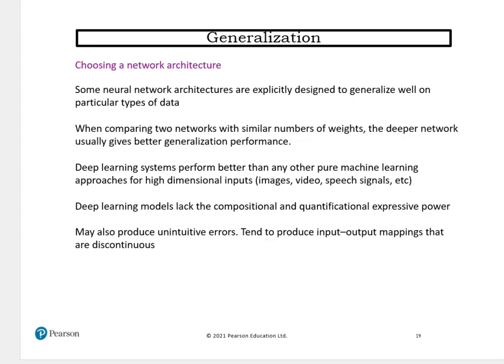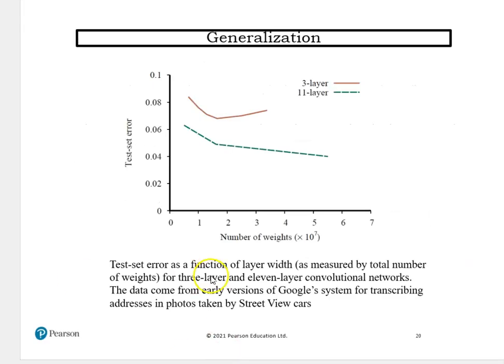So one of the most important findings in the field of deep learning is that when comparing two networks with a similar number of weights, the deeper network usually gives better generalization performance. If you look at this figure, you can see this effect for one real-world application, which is recognizing house numbers.